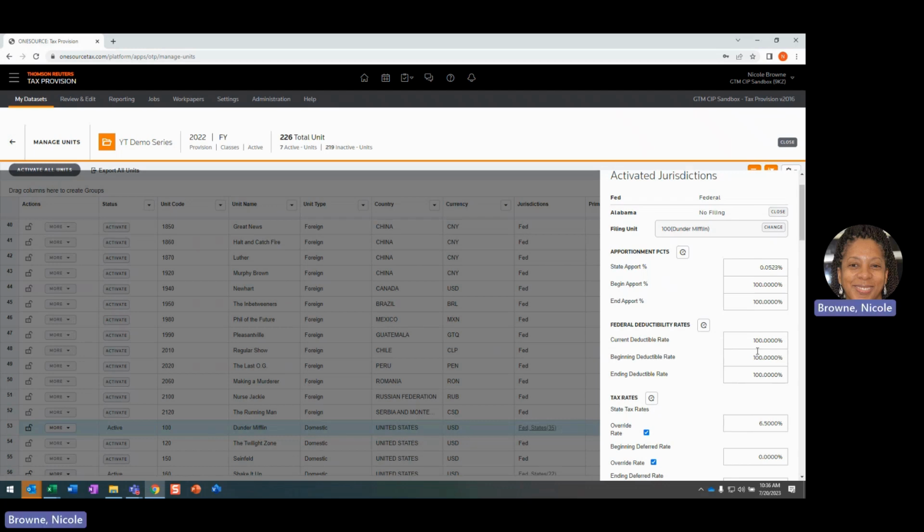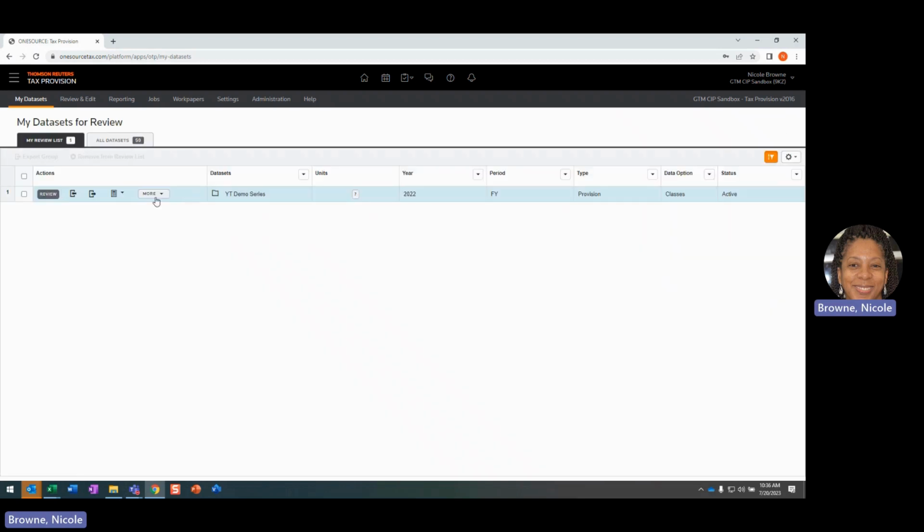So in the US, it's 21%, so we would reflect state at a net of 79%. That gets to the crux of what we need to talk about today. We can determine how we want that to look. Some folks will have that federal benefit of state attached to their state. Others will have it attached to their federal. They're just different thoughts around how that should be. But within OneSource Tax Provision, the default is to have it attached to your federal.